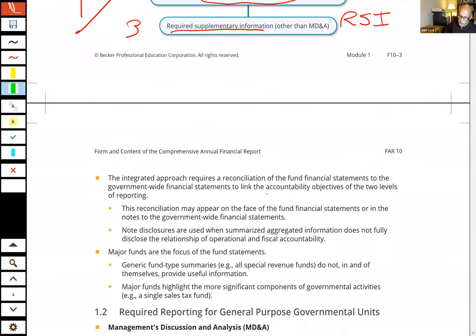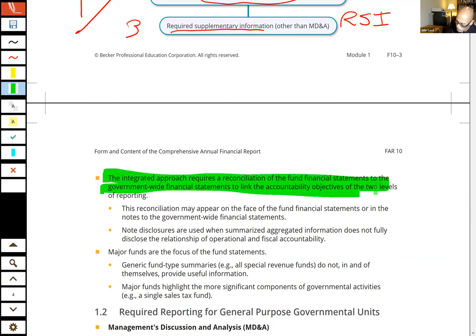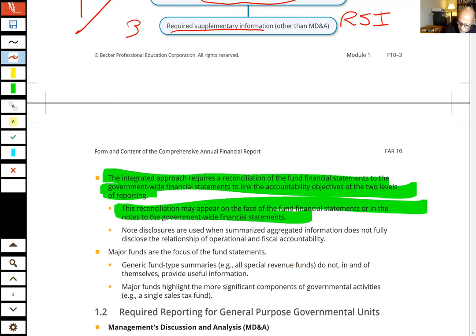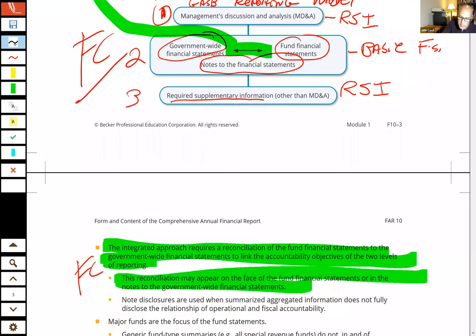Okay. And so the integrated approach, just coming over to the next page, requires a reconciliation of the fund financial statements to the government-wide. Okay. And they tell us the reconciliation may appear on the face of the financial statements or in the notes. Flashcard that. But let's just pause for a second, because most of what we're going to talk about here, guys, is a listing of requirements of what goes into the government-wide statement, what goes into the fund statement, some of the stuff we've already seen. Where we start having to use a calculator for some of this stuff comes into this reconciliation. So I'm just going to give you a very simple, silly example so that you understand how the reconciliation works. Okay. And then once you see this, you'll be like, oh, okay, that's pretty easy.